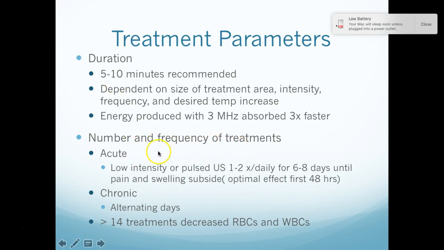Number and frequency of treatments. Acute, a low intensity or pulse ultrasound. Remember in the acute inflammatory phase, we're really wanting more the non-thermal effects to not hinder that original inflammatory phase. So he talks about that first 48 hours. Okay. Chronic, you want to alternate days. They have done studies now, and people just do ultrasound forever. But really, if you do more than 14 treatments, they're showing that you get decreased red blood cells and white blood cells. So you really shouldn't be doing that. And if it's not changing their symptoms, they're not getting better, then you really need to reevaluate and reassess. And that's where you might want to just talk to the physical therapist.